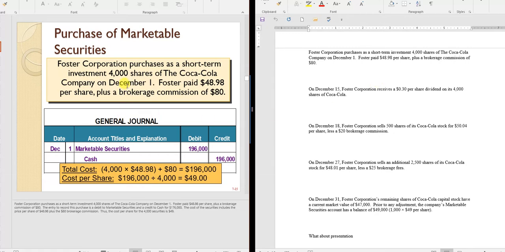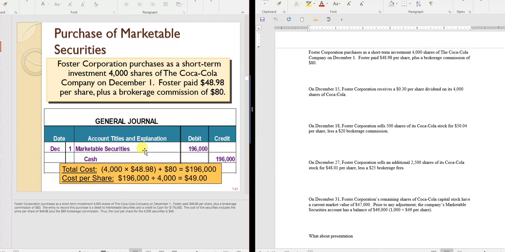So if I purchase 4,000 shares of Coca-Cola Company on December 1st, and I paid $48.98, so 4,000 times $48.98, plus I paid a broker's commission of $80. I add that $80 to it because it was a cost to get the asset ready for its intended use. So notice that basically the cost of the security just went up. So 4,000 times $48.98 plus the $80 is $196,000. If I spread the additional $80 over all the 4,000 shares, I have a $49 cost.